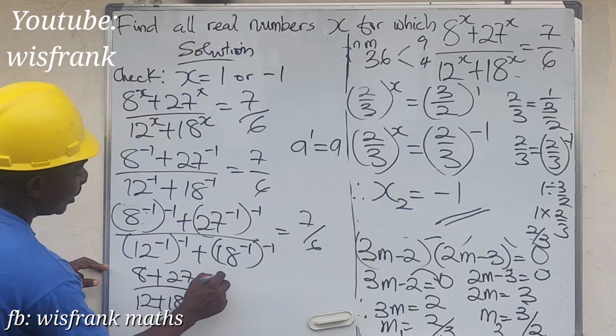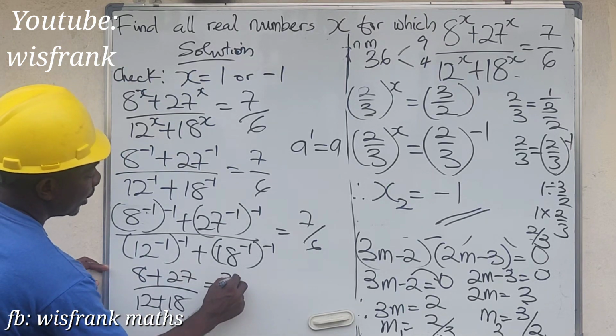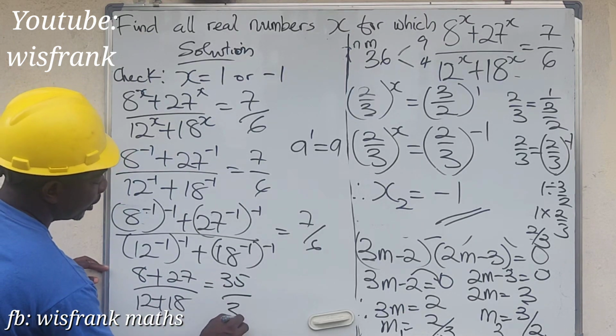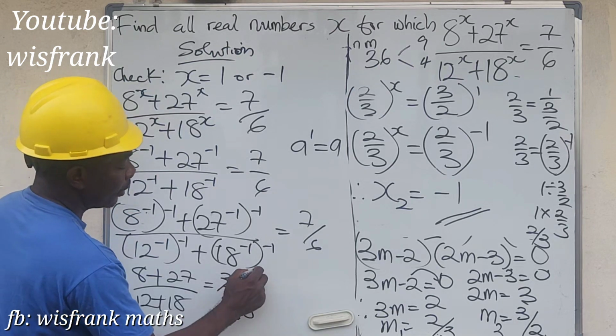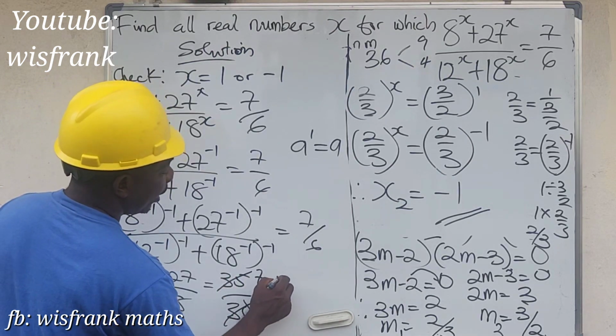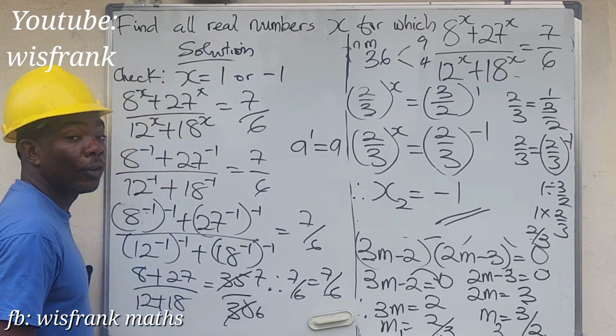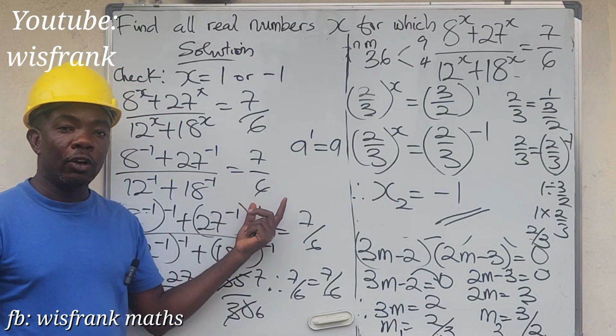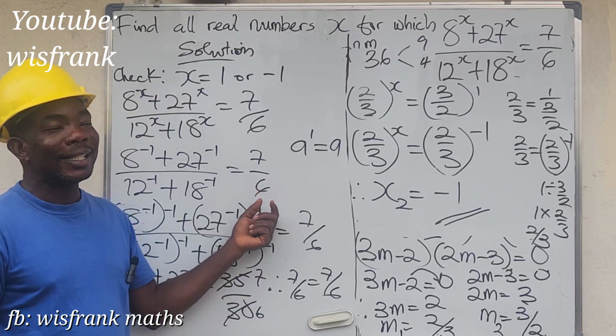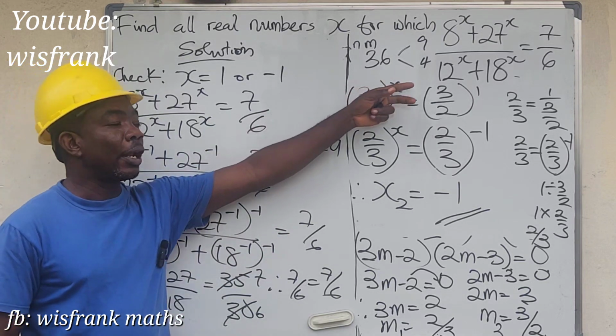This plus this gives us 35. This plus this gives us 30. Here, 5 will cancel here, 7. 5 will cancel here, 6. Therefore, 7/6 equals 7/6. So x equals 1 and also x equals minus 1 satisfy the question that we were given.